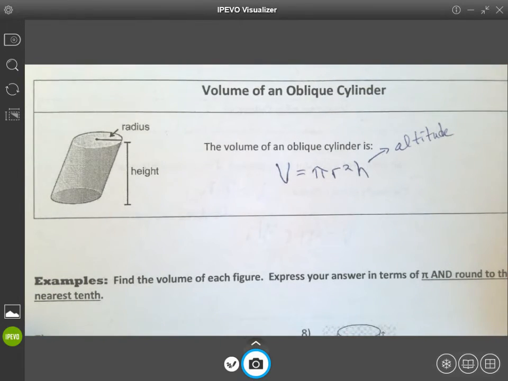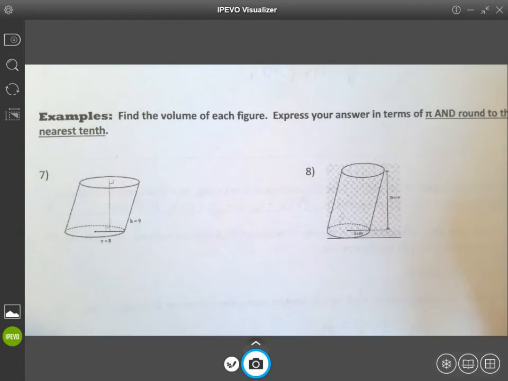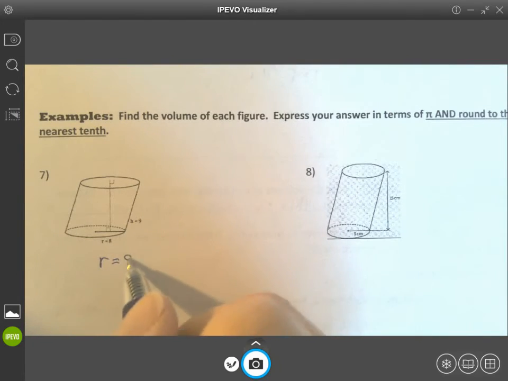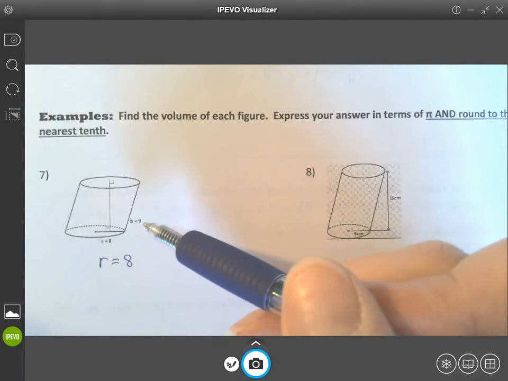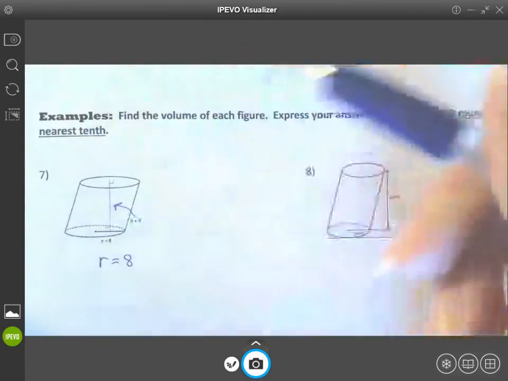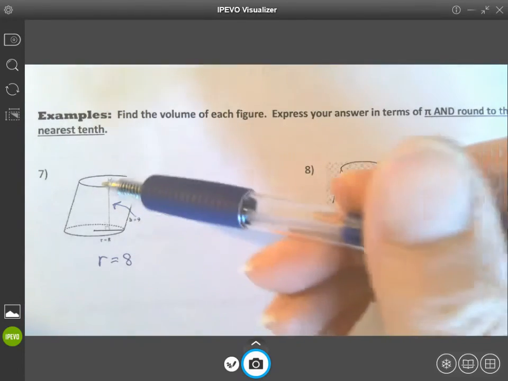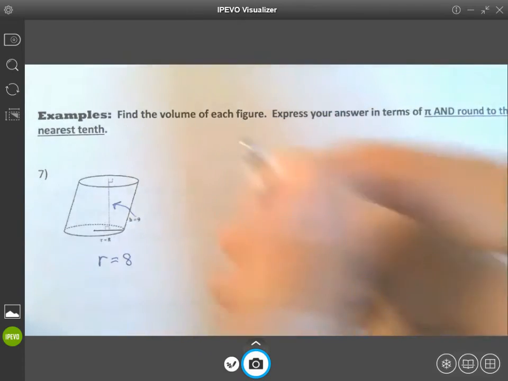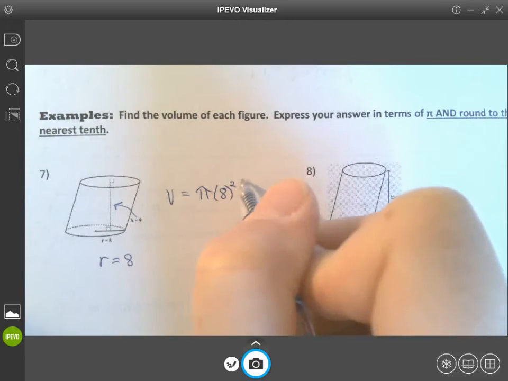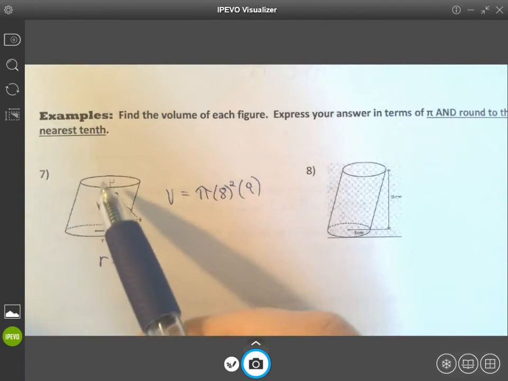Okay, so find the volume of each figure, rounding pi to the nearest tenth. Looking at this, they tell you the radius is 8, and it says h is 9. I don't like the placement, but they're giving you the altitude. It almost looks like they're trying to give you the slant height, but they are giving you the real height here. So volume is pi times the radius squared times the height of 9. That's not the slant height, that's the actual height.